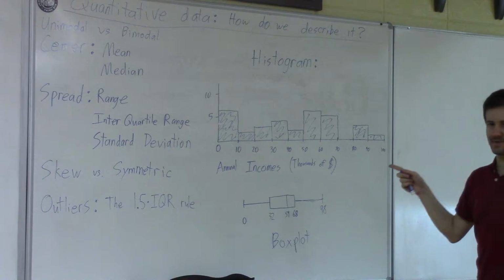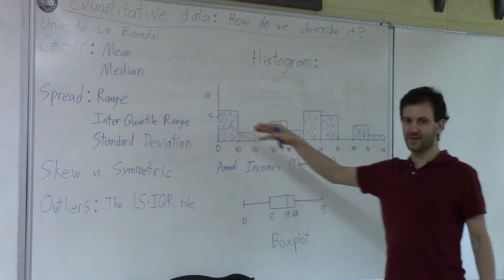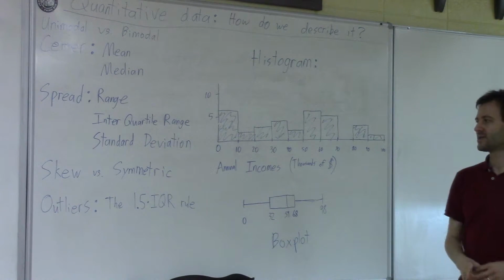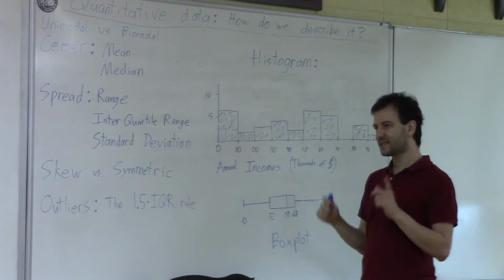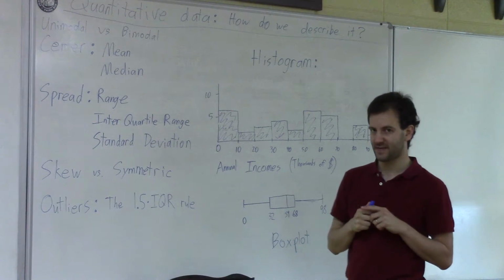This doesn't look the same to the left as to the right. There's this sudden peak on the left and there's this trailing off on the right. So this distribution is not symmetric. Does that make it skewed? Not necessarily. Skewed means something else very specific.